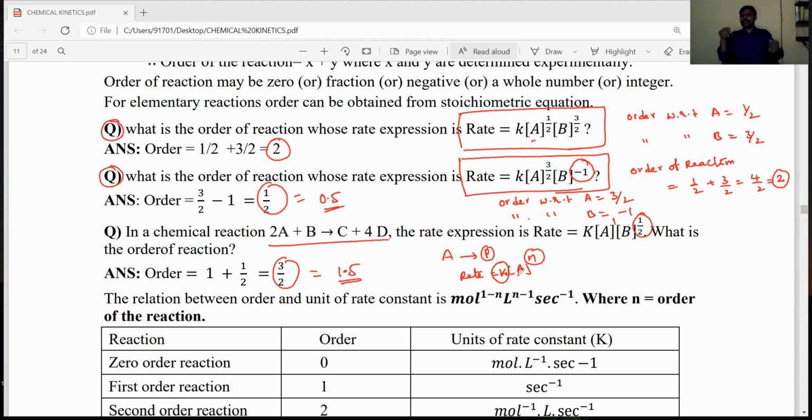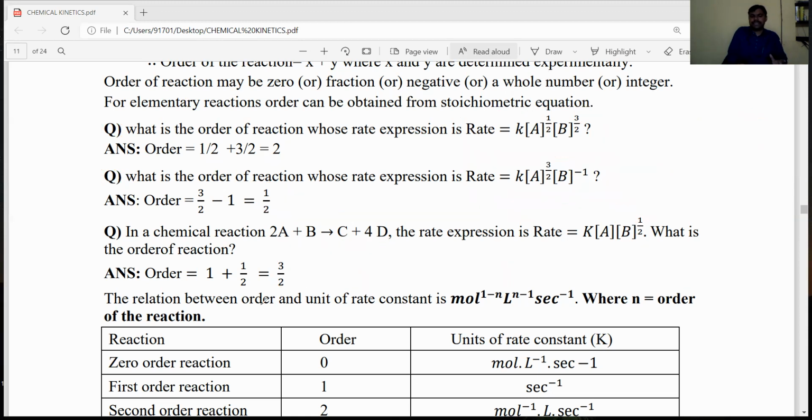Like so, for zero order, first order, second order and third order reactions, we have to find out the rate constant units. Okay, dear students, now we'll discuss the relation between the order of reaction and the units of rate constant. Order of reaction is n, and the units of rate constant are mole to the power of 1 minus n into liter to the power of n minus 1 into second inverse, where n is called the order.